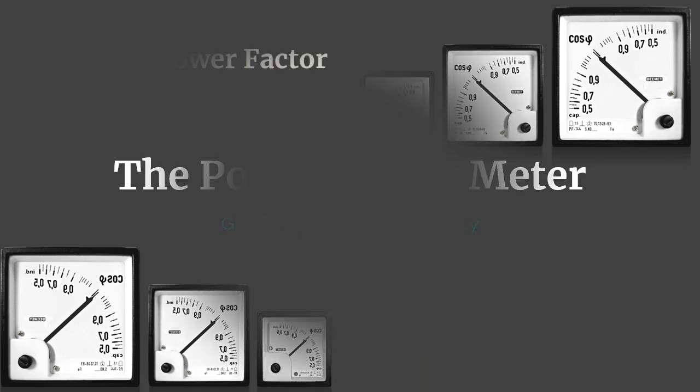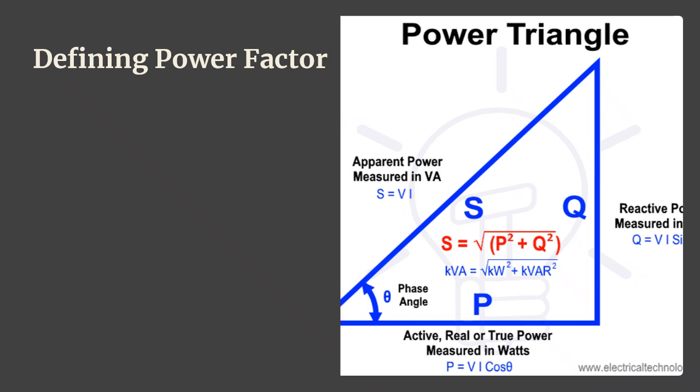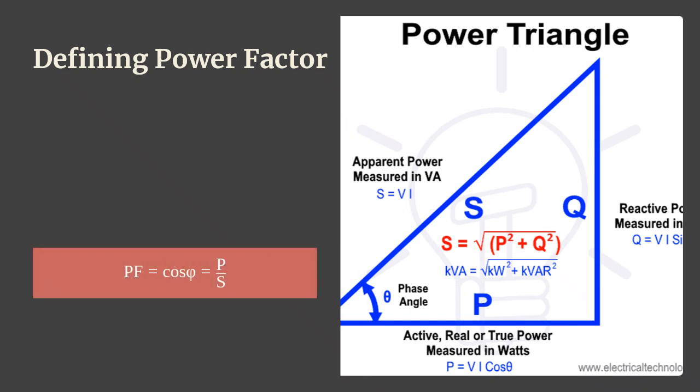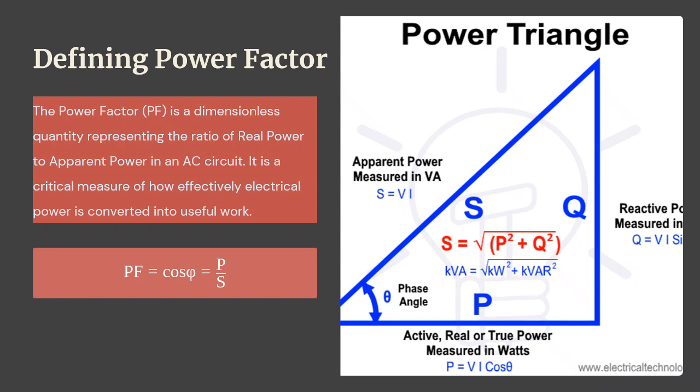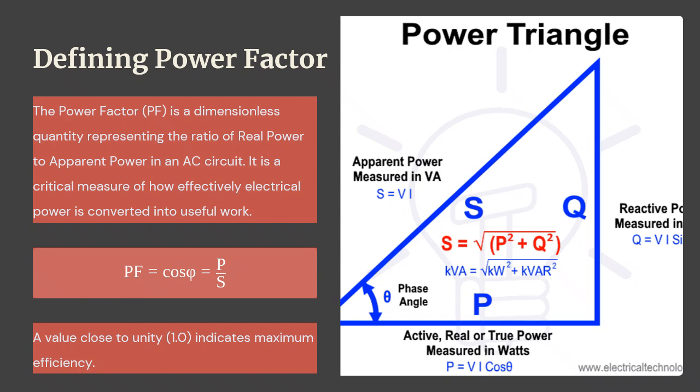Defining power factor. The power factor, or PF, is a critical metric. It's the ratio of real power, the useful work done, symbolized by P, to apparent power, the total power supplied, symbolized by S. A PF value close to 1.0 is the goal, signifying maximum efficiency and utilization of electricity.